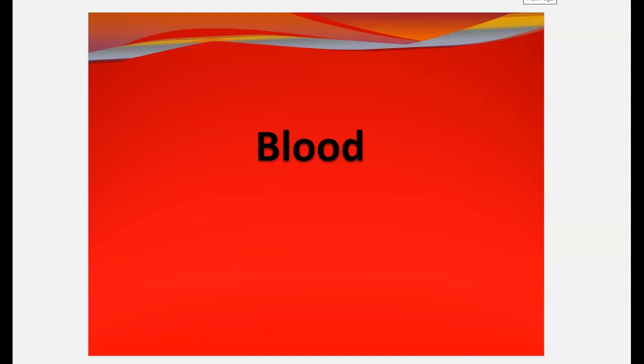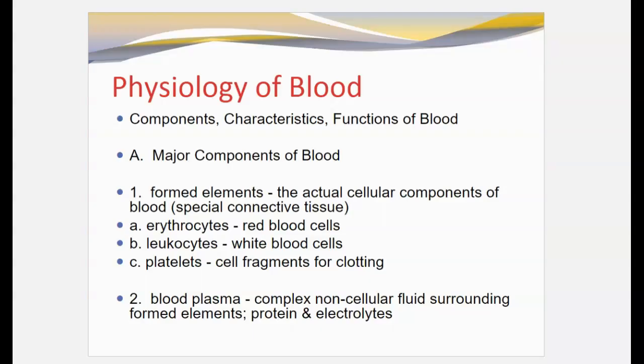All right, let's get you going on the blood here. Here are the major parts of it. Now, blood consists of the formed elements, and there's three of them: the red blood cells, white blood cells, and platelets. And then the plasma, that is the fluid that carries these elements in it.